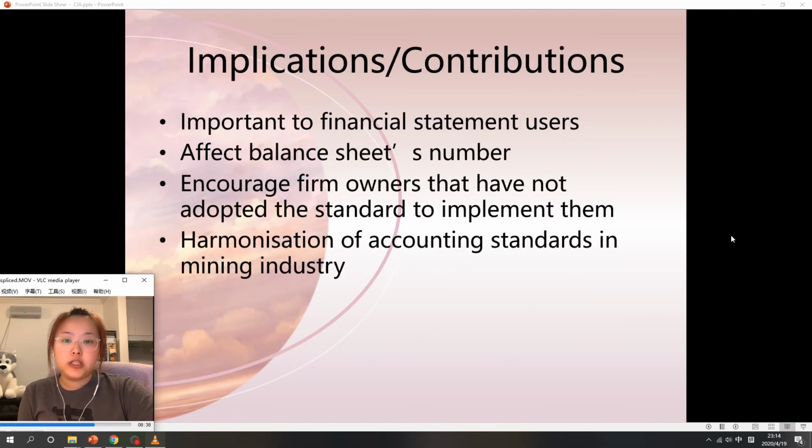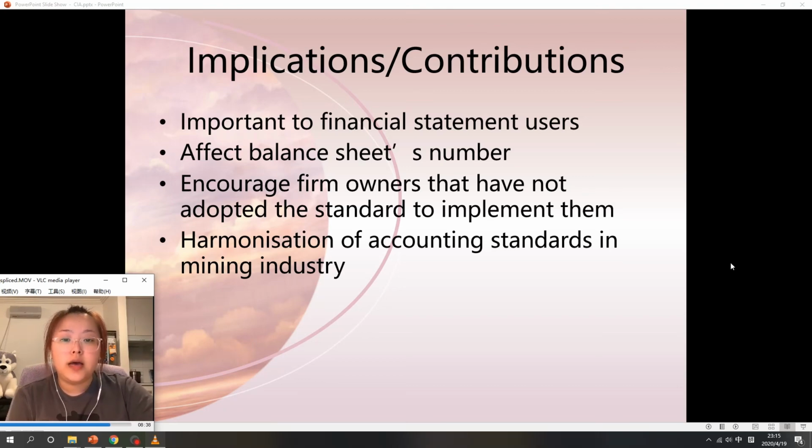So for the implications and the contributions, the findings will be important to financial statement users like ordinary investors, as they rely heavily on the public information released by companies to make their investment decisions. So if we understand how and to what degree the accounting method has affected a firm's balance sheet numbers, this will give investors better clarity on a firm's actual financial situation, thus benefiting them in their decision making. Furthermore, if it can be proven that IFRS 6 generates a positive impact on the mining industry, this will encourage firm owners that have not adopted the standard to implement it, which contributes to the success of harmonization of accounting standards in the mining industry.